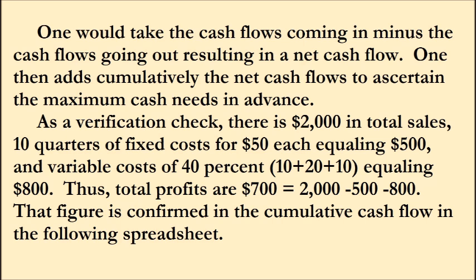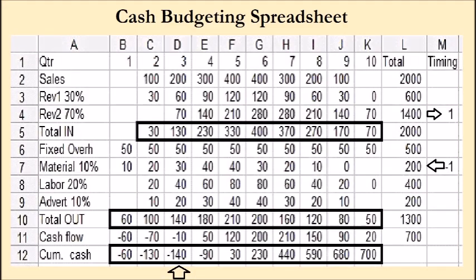Well, what does this all mean? First of all, if you add them up, 2,000 in total sales. 10 quarters of fixed costs of $50 each, that totals 500. Variable costs are, well, let's see, we had the 10, the 20, and the 10, and that's a total of 800. So the profits are 700, meaning $2,000, minus that 500, minus that 800, and if we look on the spreadsheet, we can verify it.